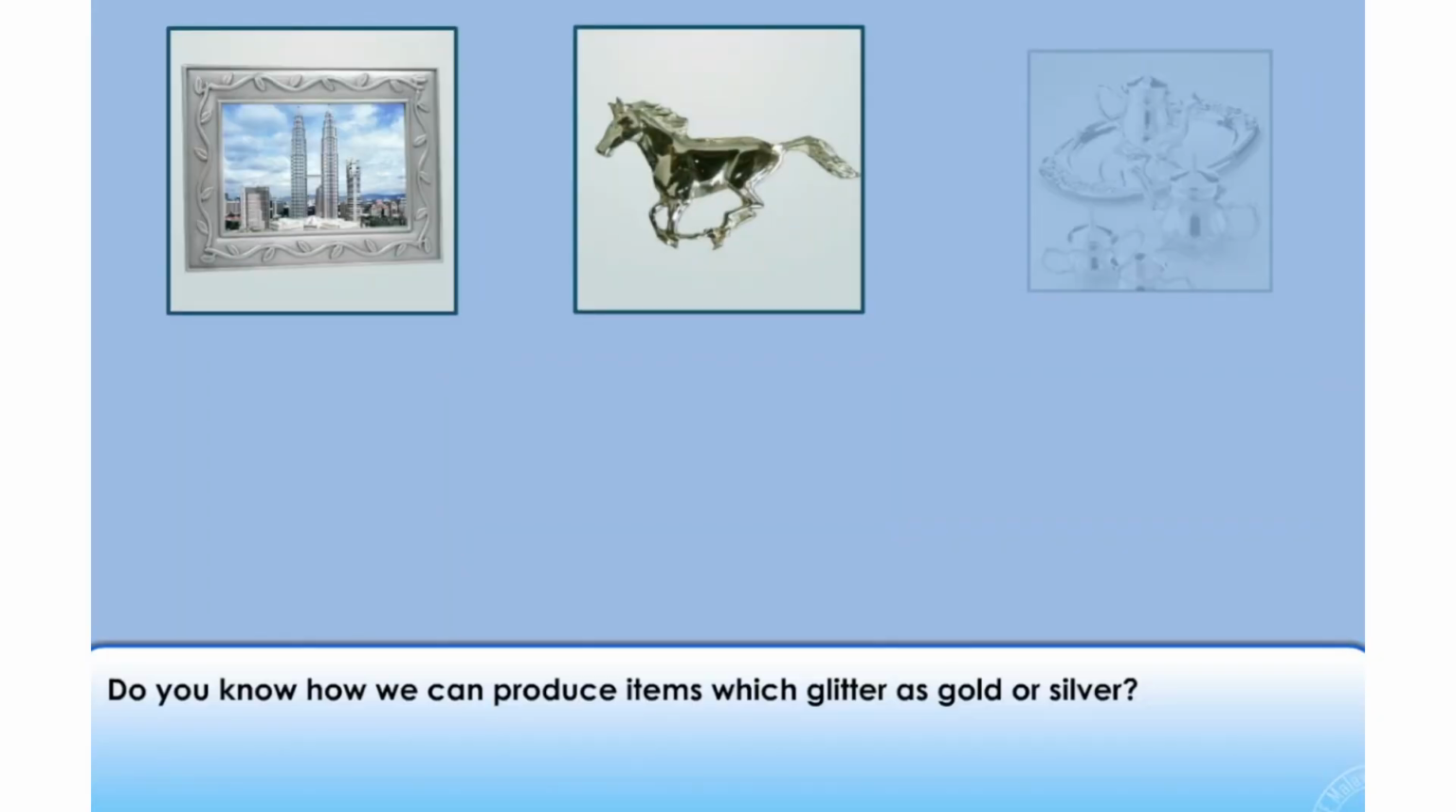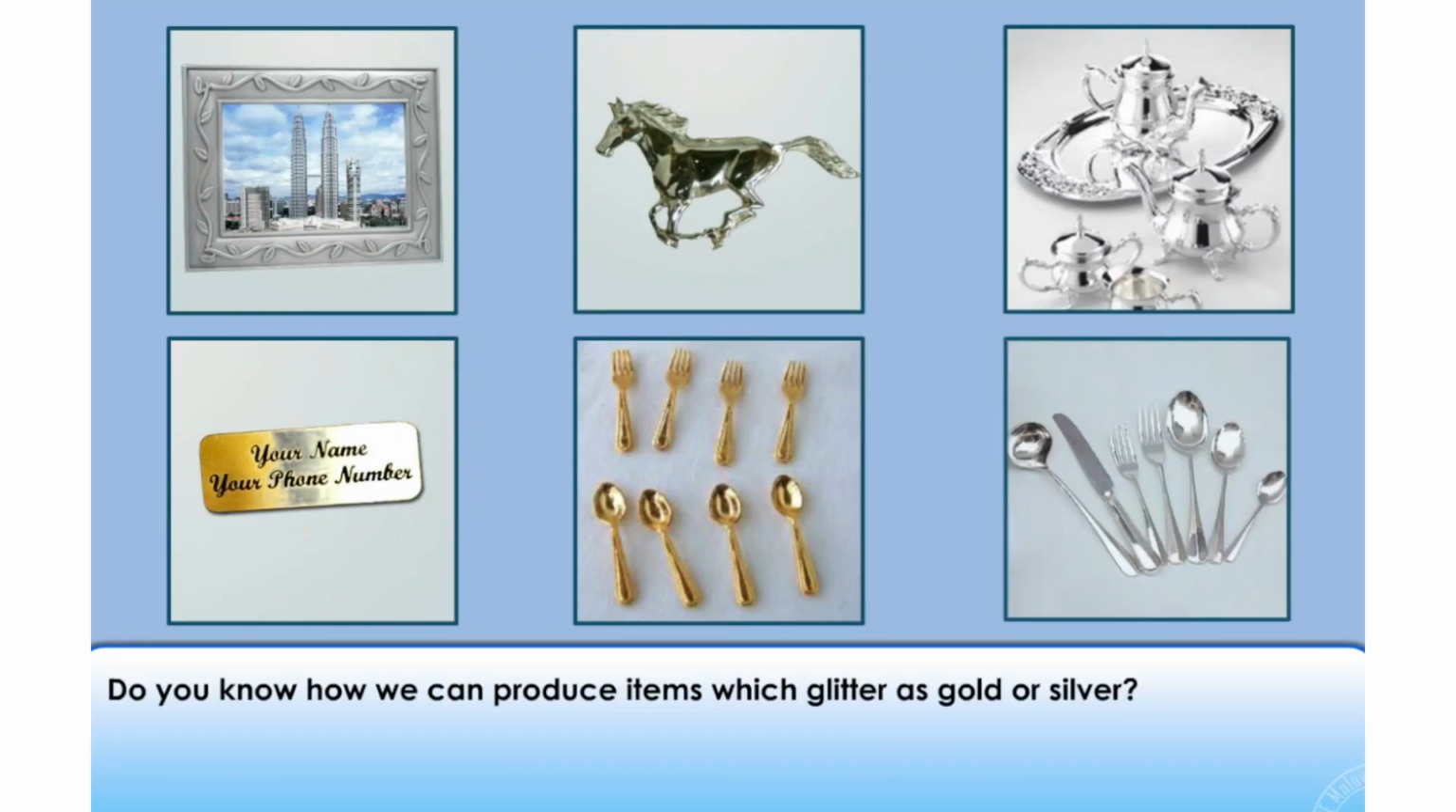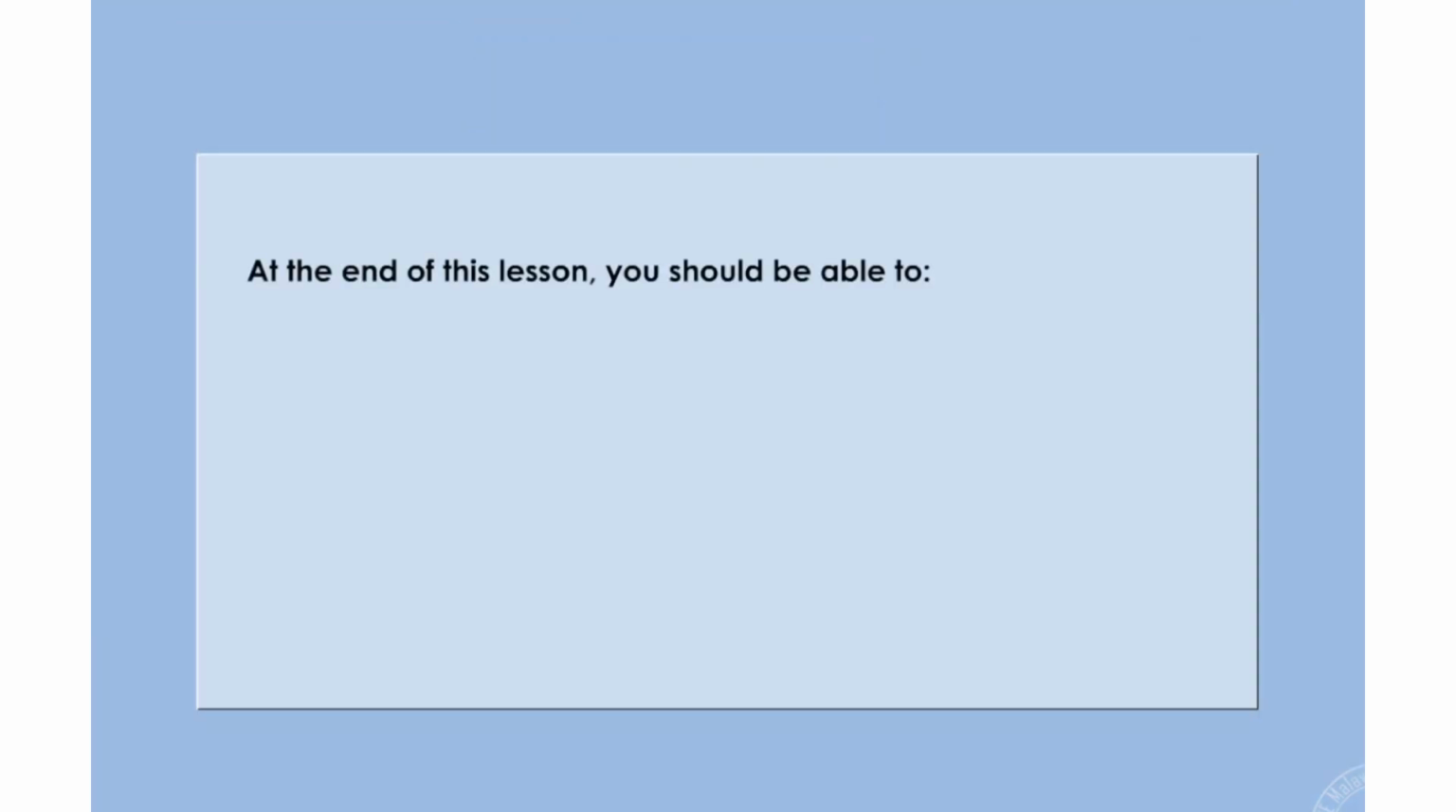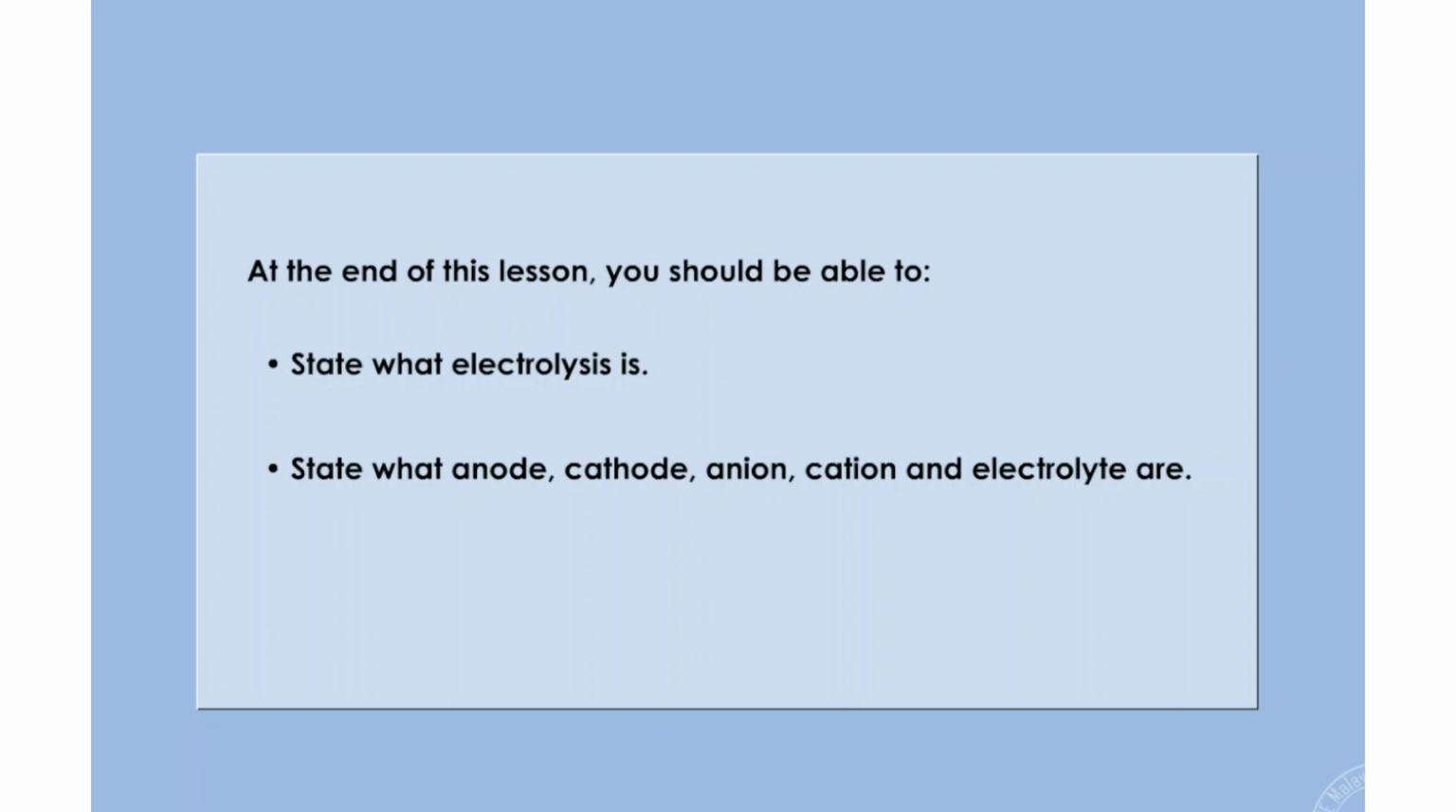Do you know how we can produce items which glitter as gold or silver? At the end of this lesson, you should be able to state what electrolysis is, and state what anode, cathode, anion, cation, and electrolytes are.